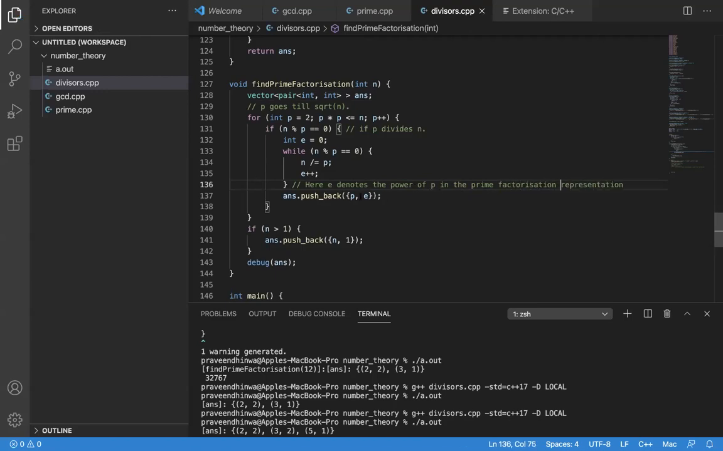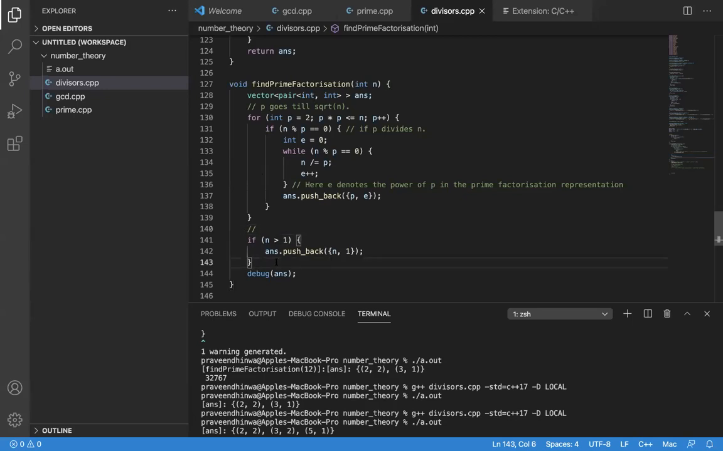So I am saying p comma e, I am pushing back. Why am I doing this condition? Because it might happen that in the end, n is remaining, and this n will be a divisor of the original n, and I should make sure that if this n is greater than 1, I push this.